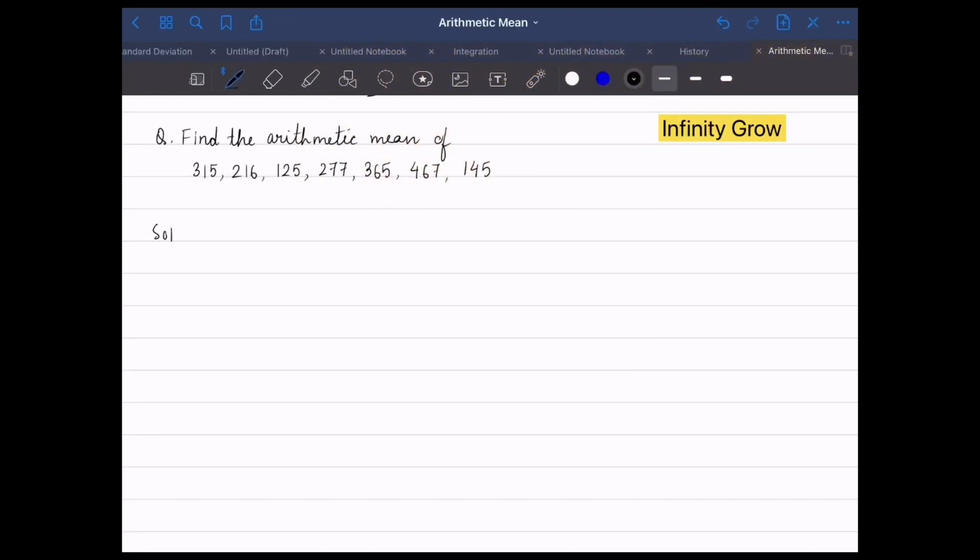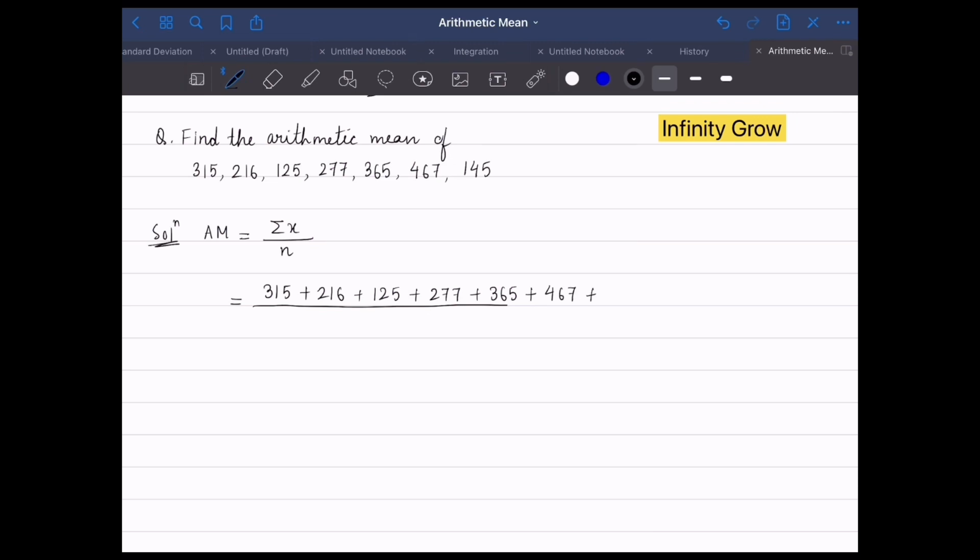Let us find out the arithmetic mean of 315, 216, 125, 277, 365, 467, 145. Here the formula is summation of x divided by n. That means we have to take the sum of all the numbers, then divide by the number of terms. How many numbers are given, that number you have to divide by.